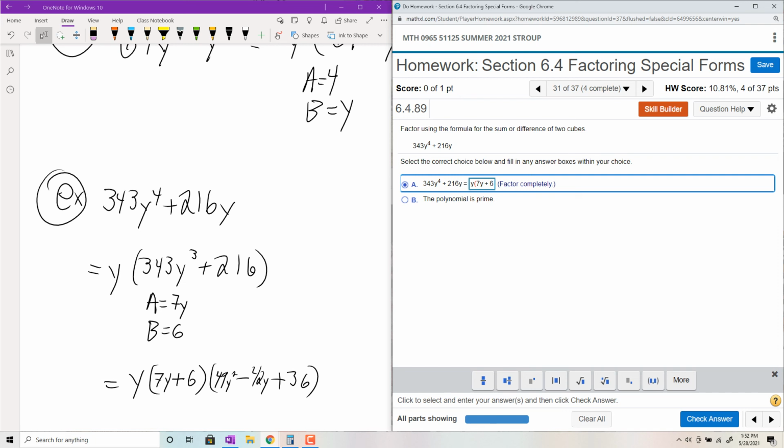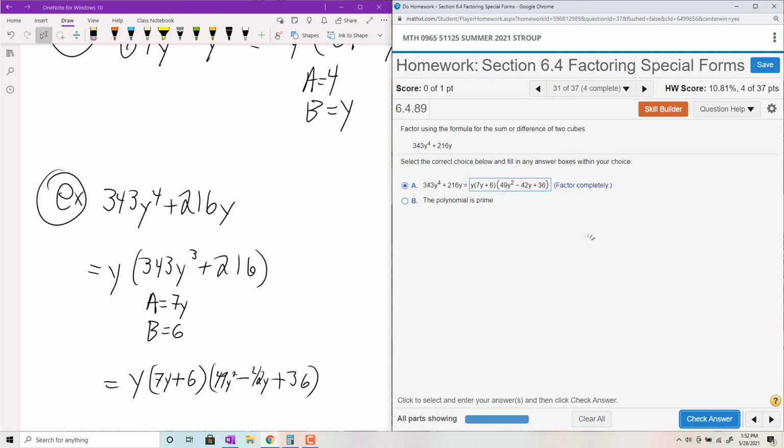Plus 6 times 49y squared minus, oops, the exponent, minus 42y plus 36. Okay.